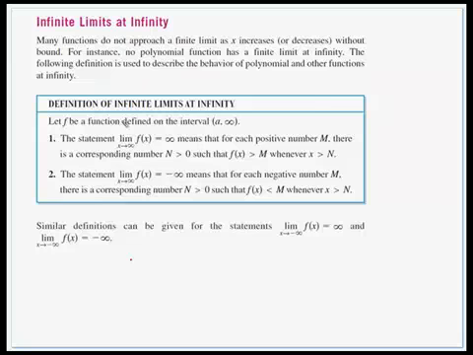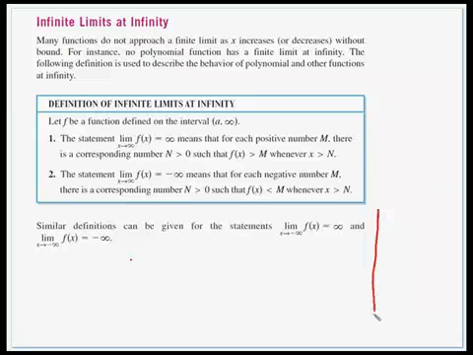So let f be a function defined on the interval from a to infinity. The statement, the limit of f of x as x goes to infinity equals infinity, means that for each positive number m, there exists a corresponding number n, also positive, such that f of x is greater than m whenever x is greater than n. Again, this is just our formal definition.